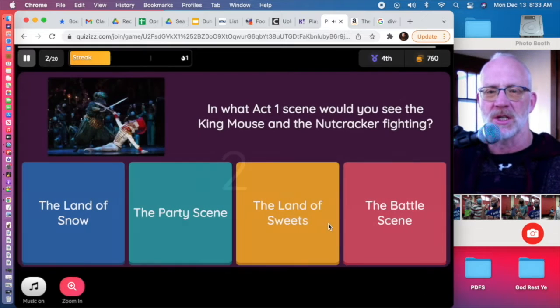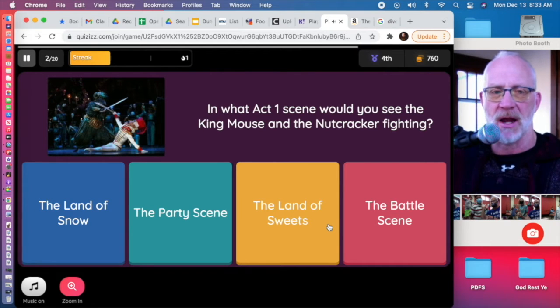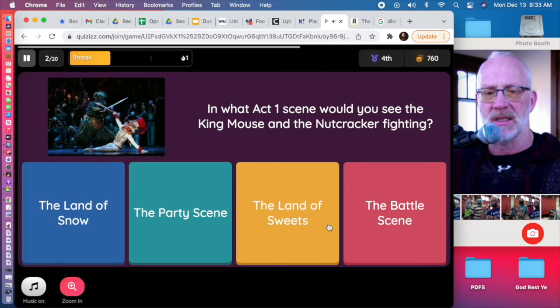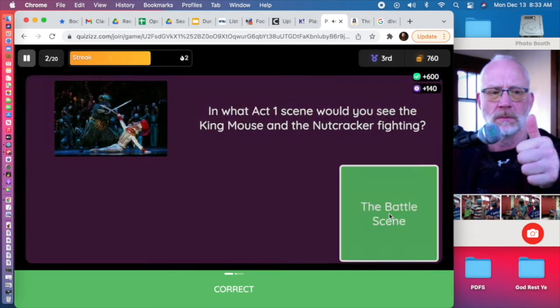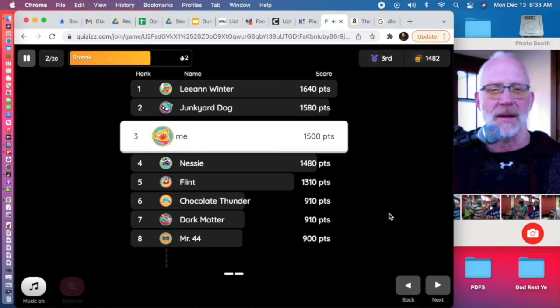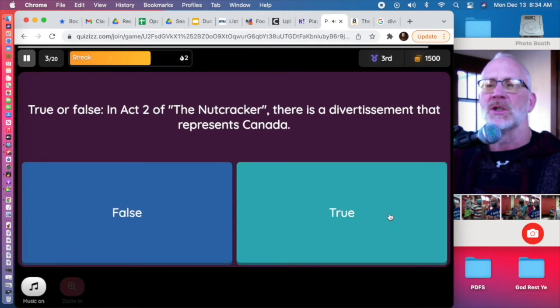All right, question two. In what Act One scene would you see the King Mouse and the Nutcracker fighting? The Land of Snow? Did they fight in the party scene? Did they fight in the Land of Sweets? Or did they fight in the battle scene? Battle scene. Makes sense, right? You fight in a battle scene?